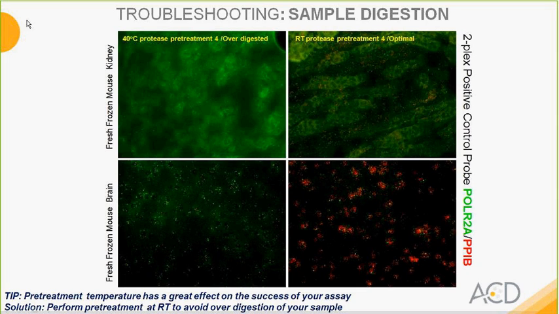For multiplex assay, the main issue that you may face is sample digestion. Here we see that the temperature affects sample digestion. For fresh frozen samples, as shown here in mouse kidney and mouse brain, we recommend room temperature as the optimal digestion protocol. When you use the hybridization oven or any other 40-degree temperature with any equipment, you will find that the sample becomes over-digested. This may lead to weak signal and perhaps no signal with your particular target.